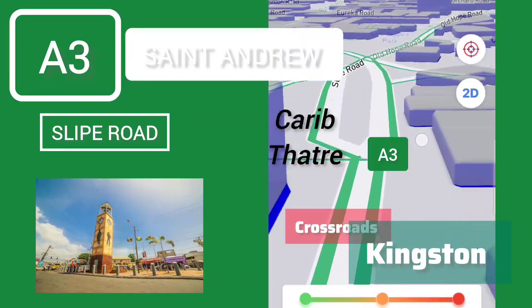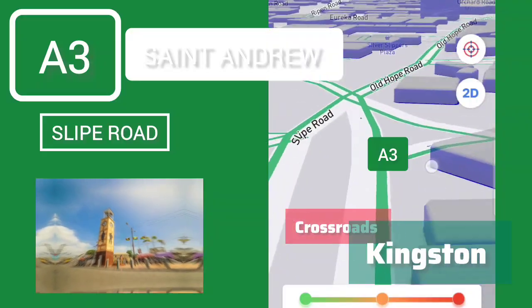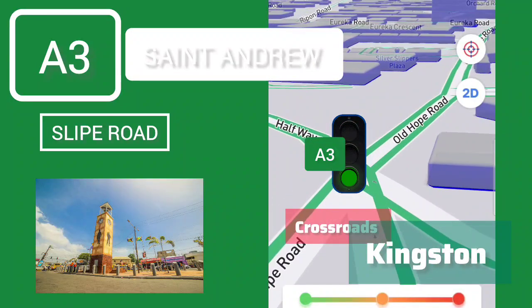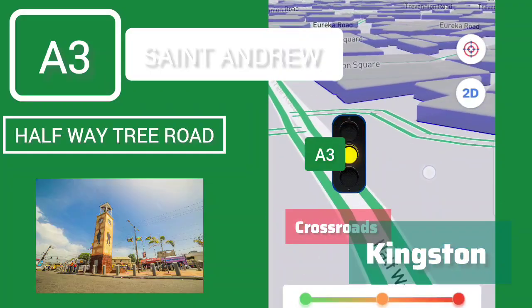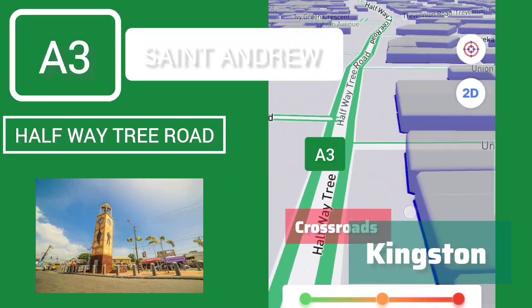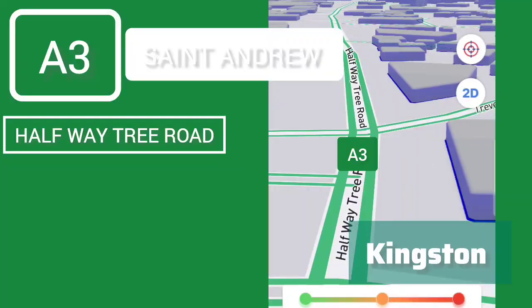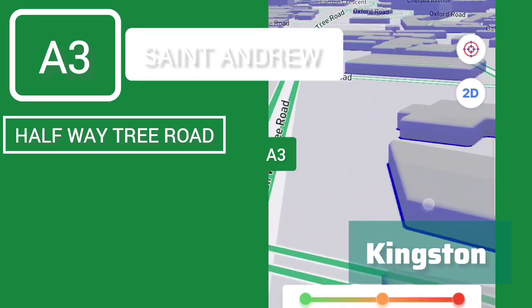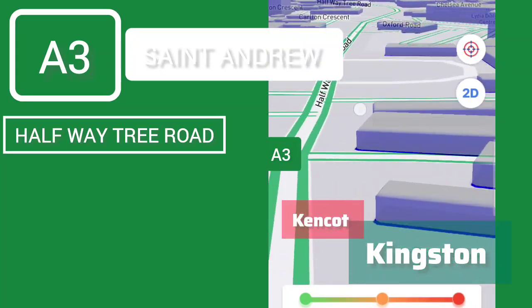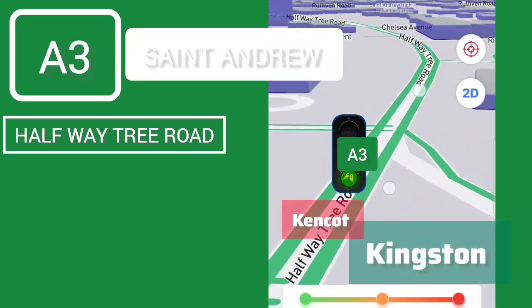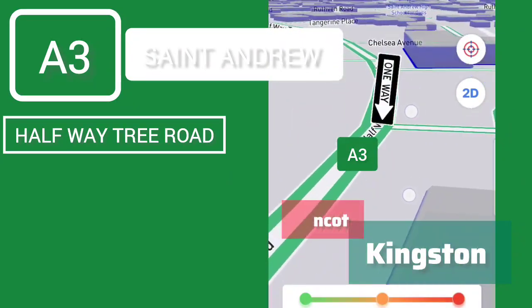Heading into the Crossroads area, right by the Carib Theatre, and in the Crossroads area we have Old Hope Road heading northeast. We're heading northwest on Halfway Tree Road. We're in the New Kingston area, heading to the Oxford Road entrance, but we're not turning off. We're continuing straight on Halfway Tree Road.